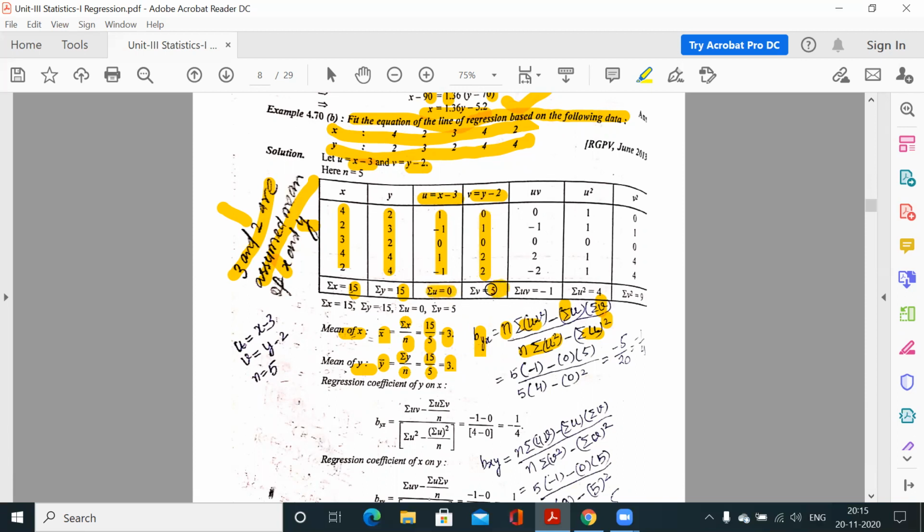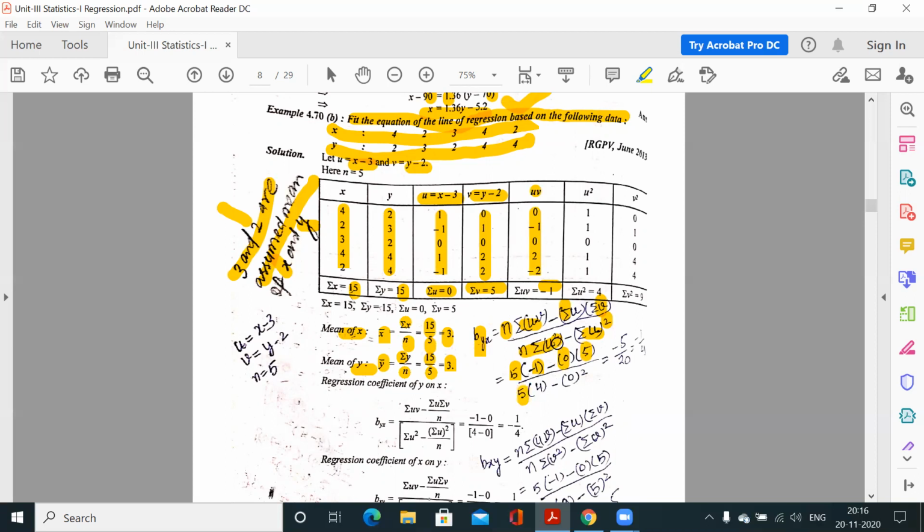This is the sum for u values, this is the sum for v values. Next we need the summation of the product. So u into v: 1 into 0, minus 1 into 1, 0 into 0, 1 into 2, minus 1 into 2. These are the products. Adding all these values we are getting minus 1. Now n is the number of observation points, so 5 points, so 5. Summation uv is minus 1, summation u is 0, summation v is 5, so 0 into 5. Now the denominator is n, again 5.